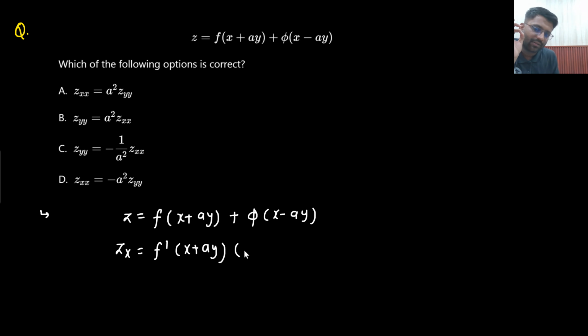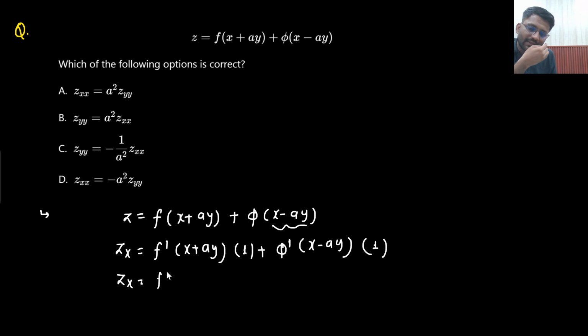Y will be constant, multiply with 1. Then phi dash (x minus ay). Differentiate this function with respect to x. Y will be constant, so differentiation of x will be 1 only. So what is the answer you are getting? Zx I am getting as f dash (x plus ay) plus phi dash (x minus ay).